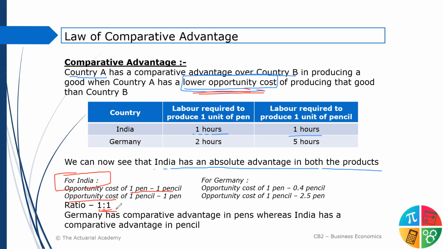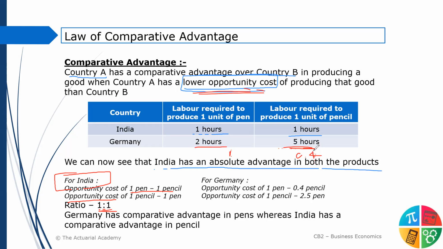In the case of Germany, it has 2 hours and 5 hours respectively. So if Germany decides to produce one pen, it takes 2 hours. Rather than one pen, it could have produced 0.4 pencils. So how did that number come up? In 2 hours, it could have produced 0.4 pencils.